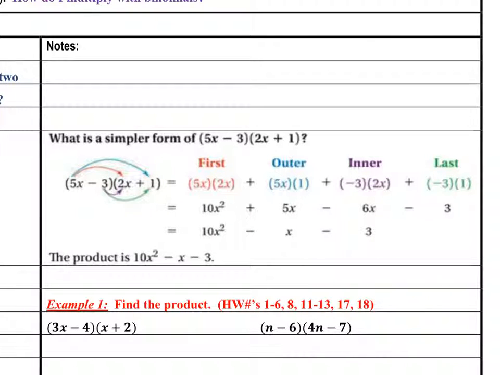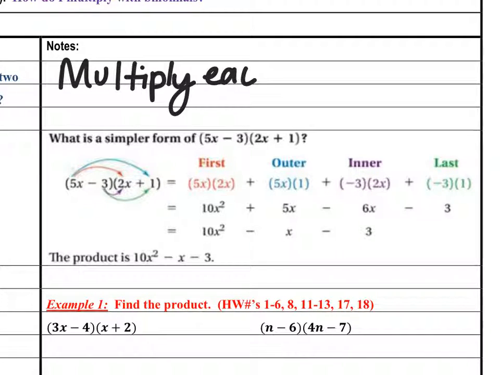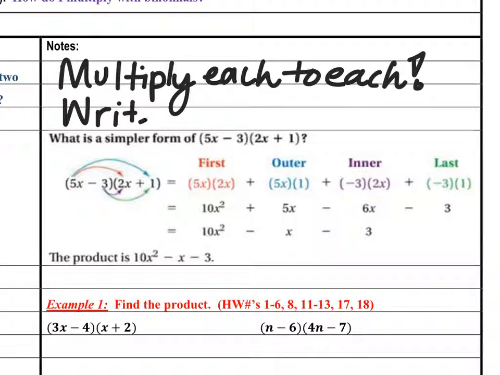by multiplying each to each. And you're like, I don't know what you're saying. I'll explain. And then afterwards, please make sure that you write it in standard form.